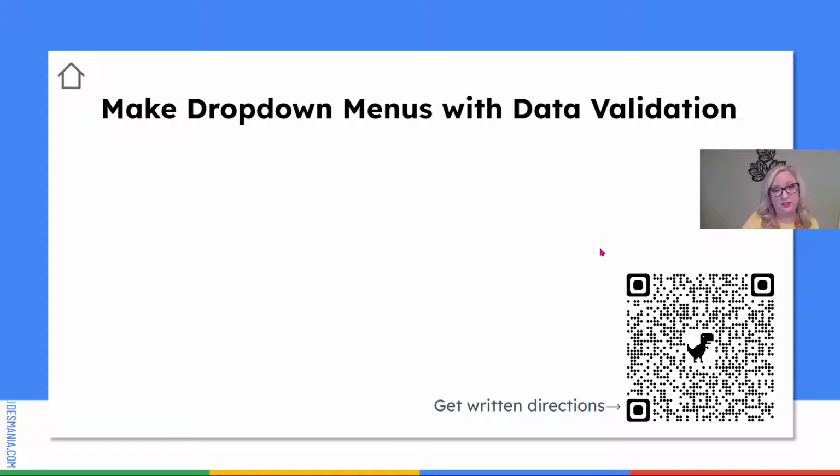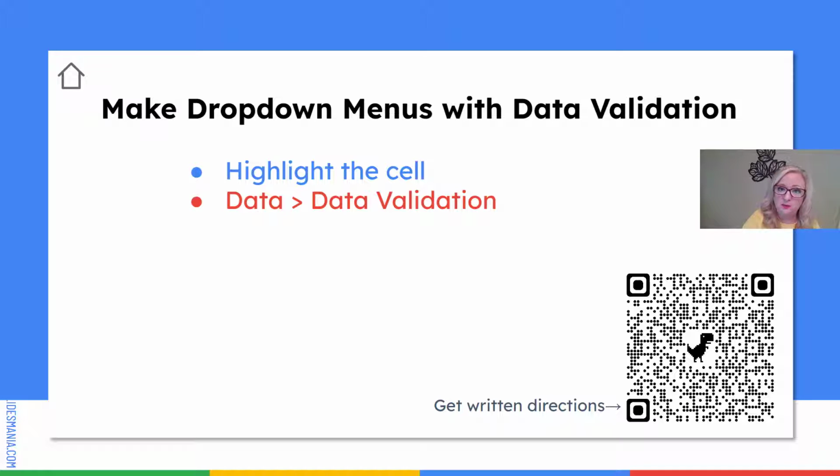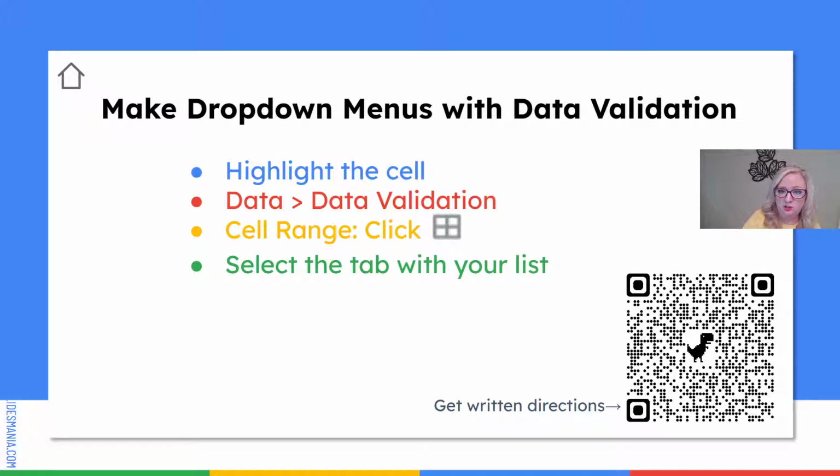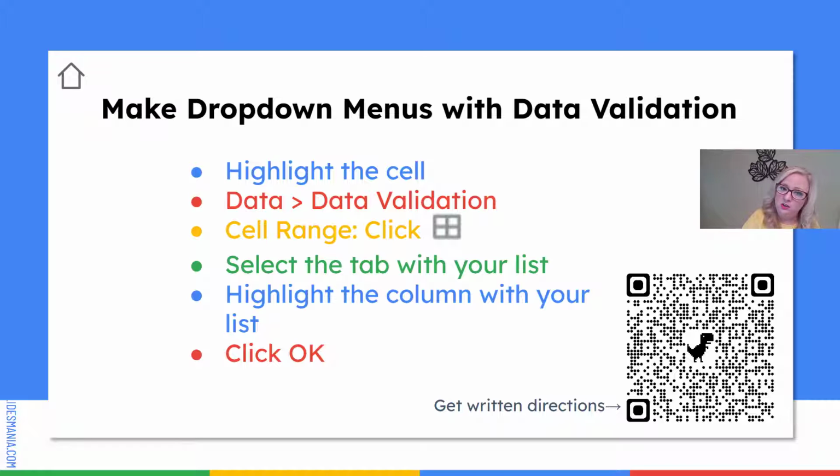Our final step, once we have our lists, is to make the drop-down menus using what's called data validation. The first thing that you're going to do is go to the cell that you want to make the drop-down in, and highlight it. Then you're going to go up to the top menus and click Data and drop down to Data Validation. Inside of data validation, in that window that pops up, you're going to click the little icon that looks like a window, then change to the tab where your list is and highlight the column with your list in it. And then you just select OK. Let me show you how that works.